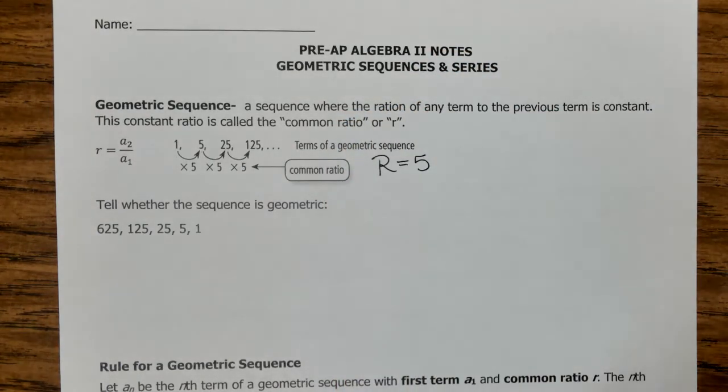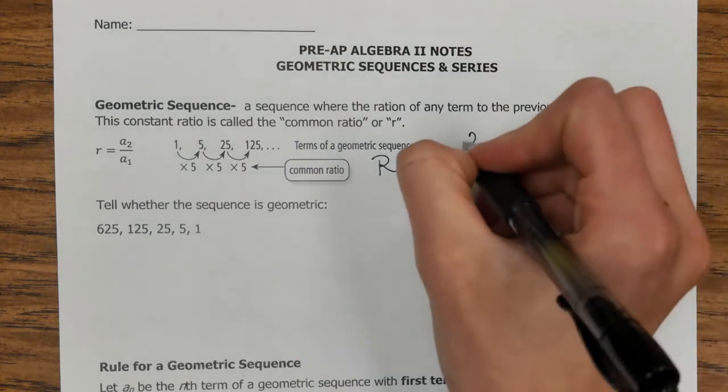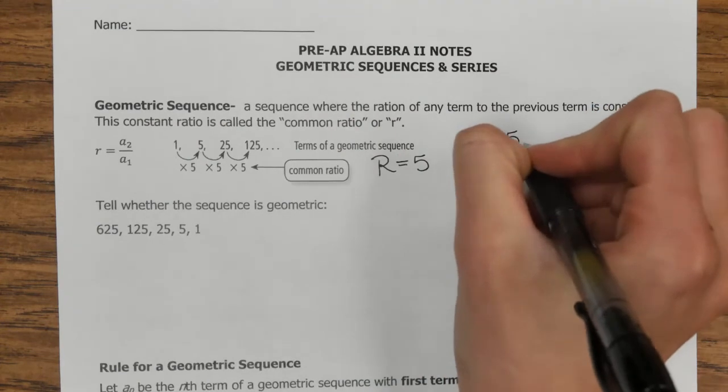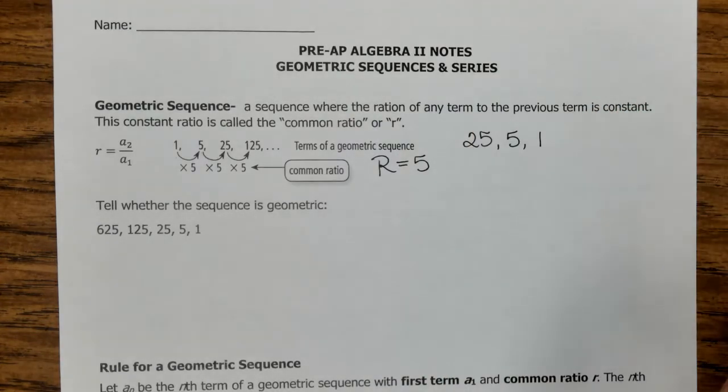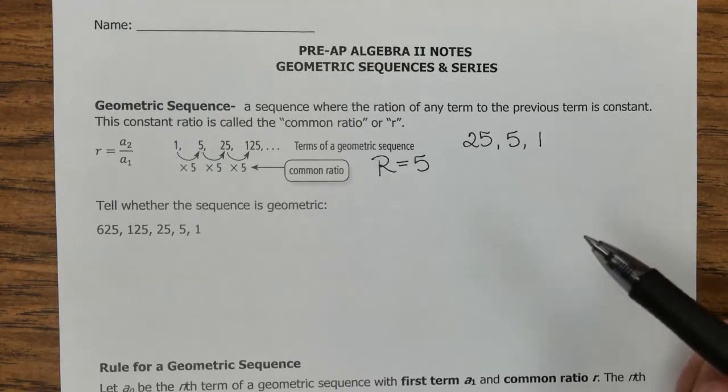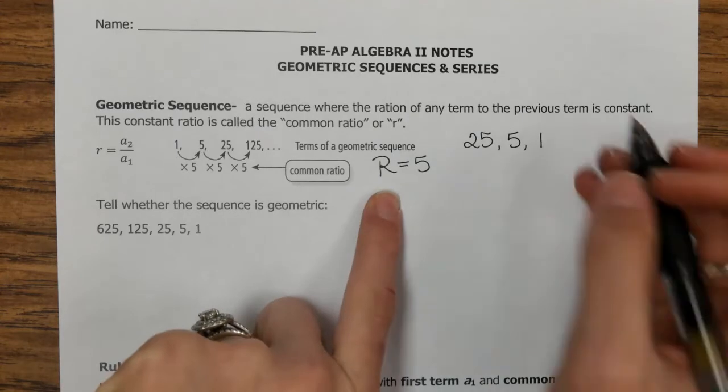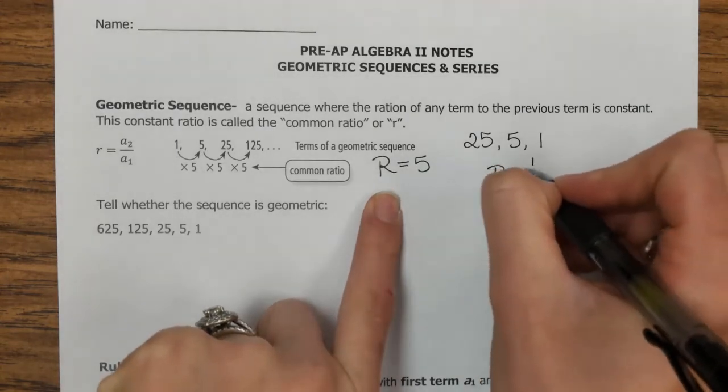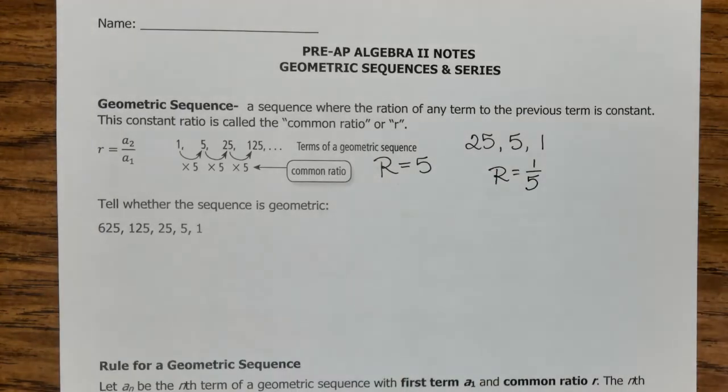Now if you get smaller, if I was doing 25, 5, 1, you would not tell me R is equal to divided by 5. I've seen that before with Algebra 1. Yes, it'd be 1/5. You can recognize that you're dividing by 5, but that's not what your R is. Your R would be 1/5. Make sure you understand the difference there. When you're getting smaller, you're going to have a fraction for your ratio.